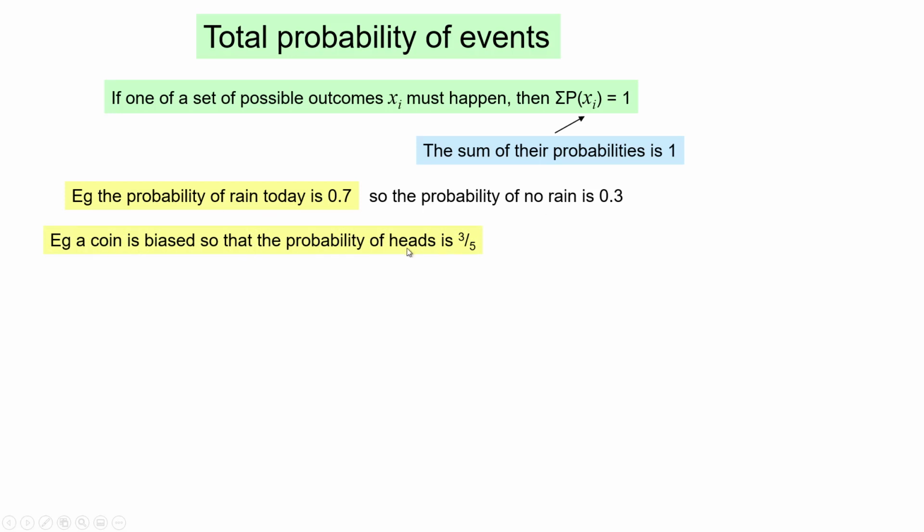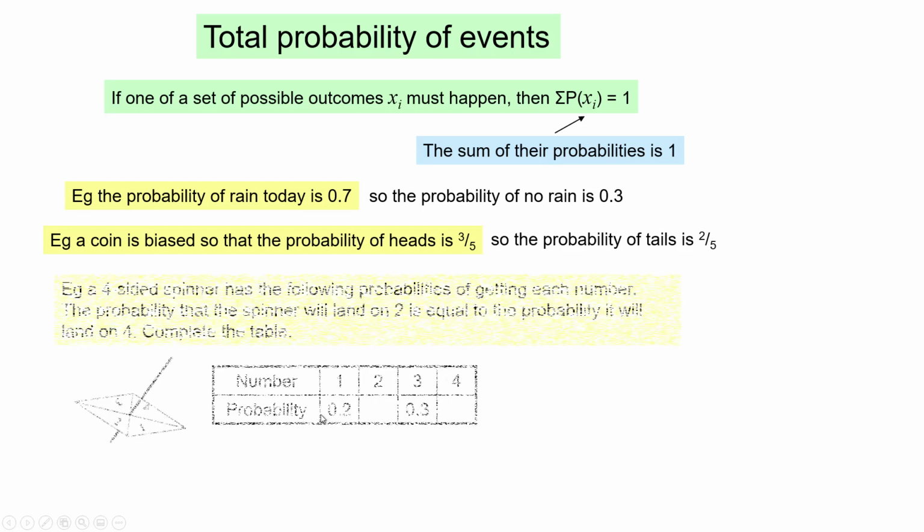Coin is biased, so the probability of heads is 3 out of 5. So it's a biased coin. Probability of not heads is going to be tails, 2 out of 5.